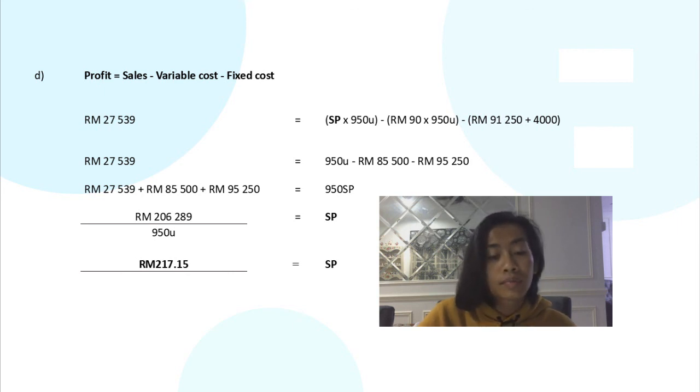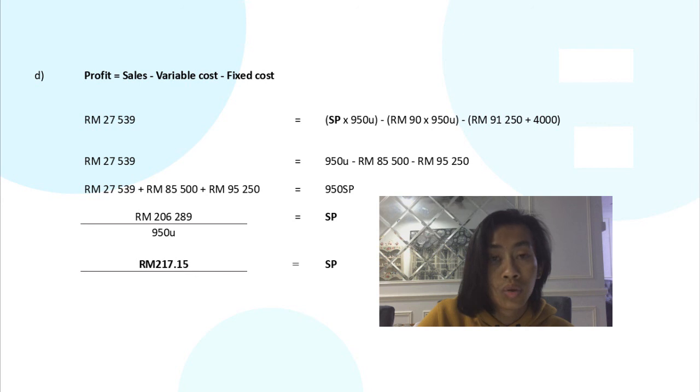So the left side will still be 27,539 ringgit, and the right side equals 950 unit minus 85,500 minus 95,250. So by this time we need to transfer the value amount to the left side. So the left side will be 27,539 ringgit plus 85,500 plus 95,250 ringgit.